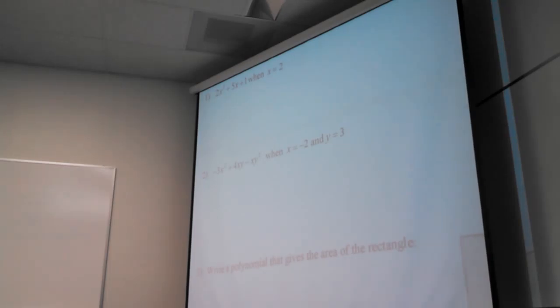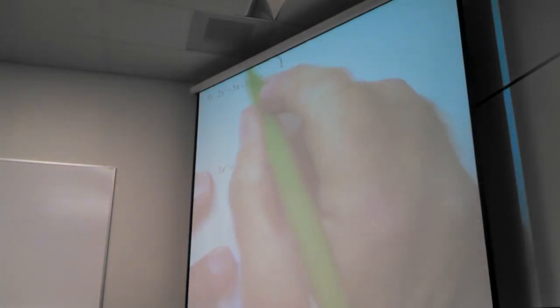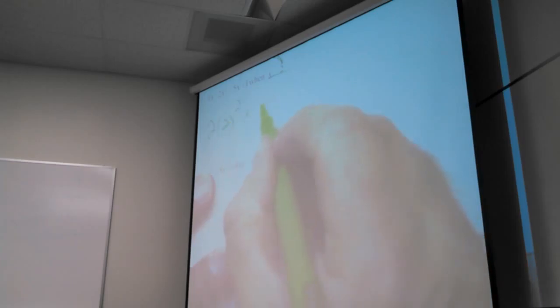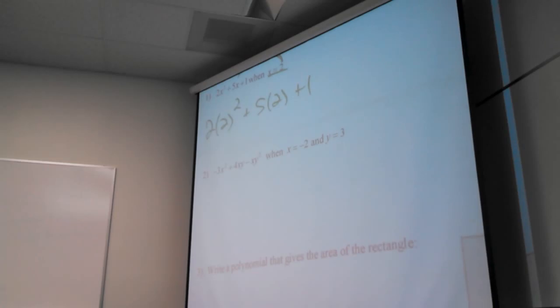This should be nice. So if they let x be 2 in number 1, what do you do? Yeah, just put a 2 in for x. So I get 2 times 2 squared plus 5 times 2 plus 1. And then I just have to evaluate that. This is old news. We've done this kind of thing before. Number 2, you get 2 variables, so they let me know what both x and y are. You just plug them in and go to town.